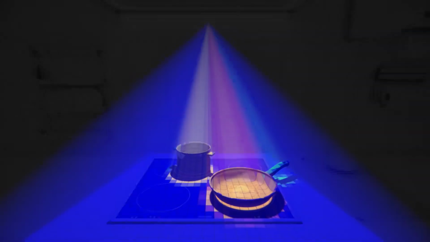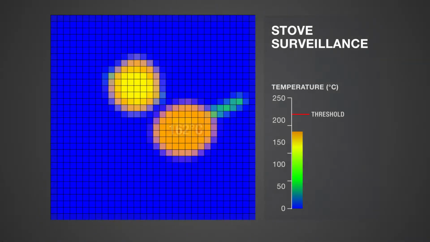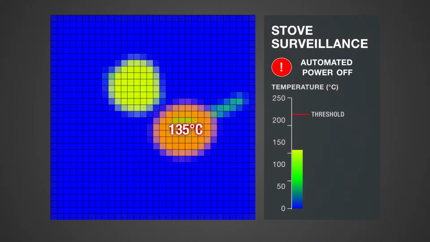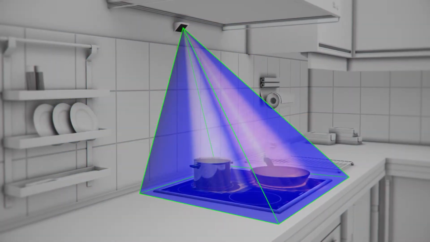These new array sensors can save lives. Position detection and temperature control, as well as automatic power off when exceeding temperature limits, intelligent monitoring of cooking activities can prevent fires.